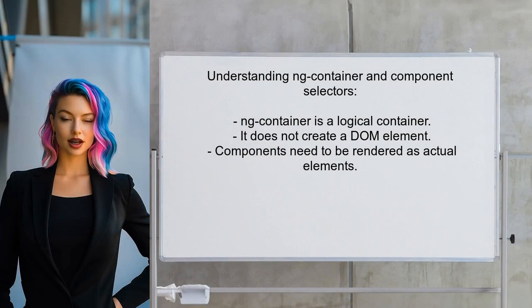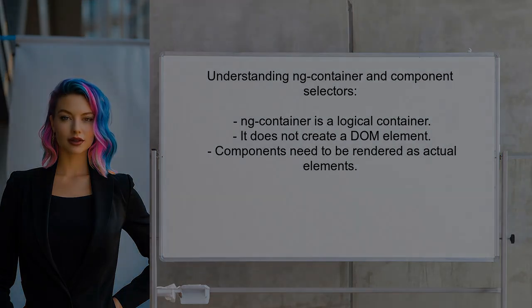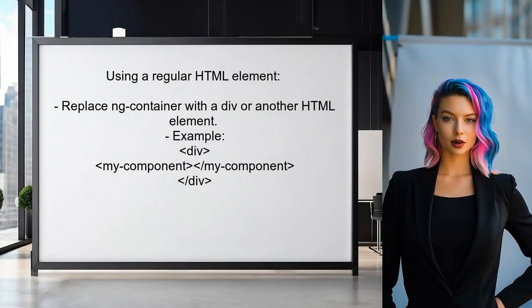To address the user's issue with using a component selector inside an ng-container, the first step is to understand that ng-container is a logical container that does not render any actual DOM element. Therefore, it cannot host components that expect to be rendered as elements. Next, the user should consider using a different approach. Instead of placing the component selector directly inside the ng-container, they can use a regular HTML element, such as a div, to wrap the component. This allows Angular to properly render the component without causing the hierarchy request error.